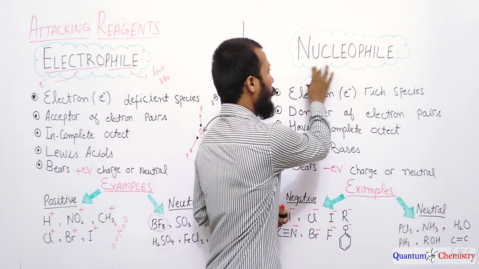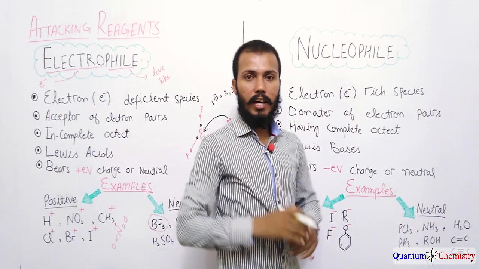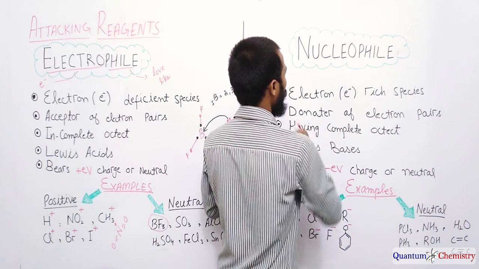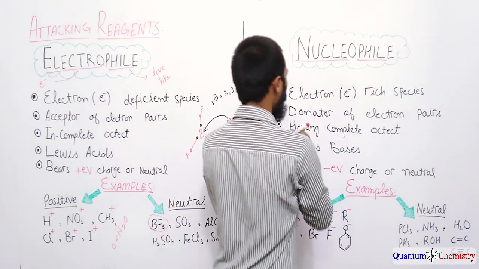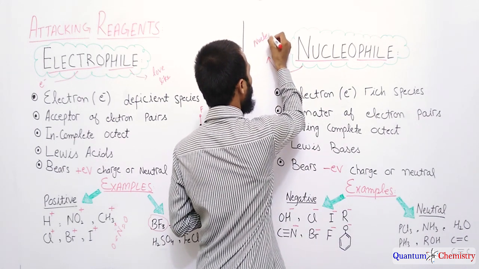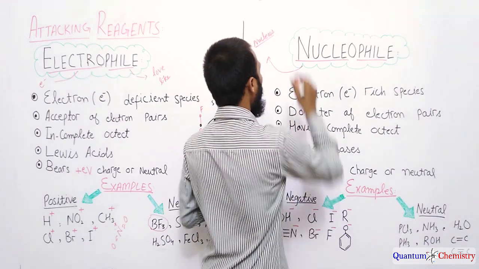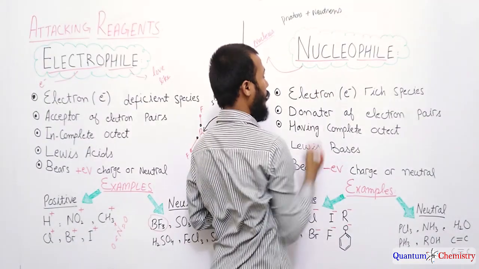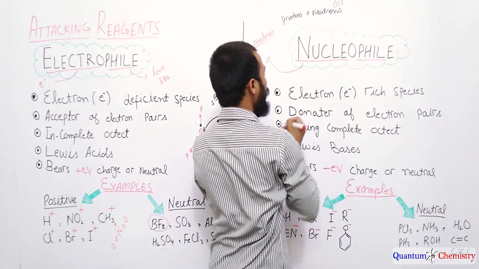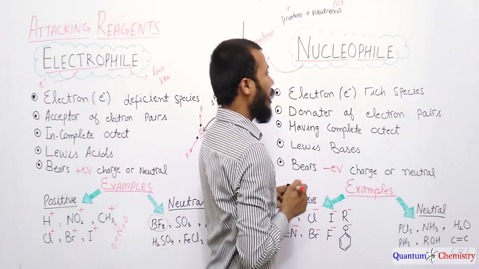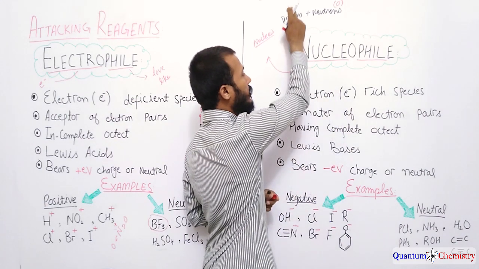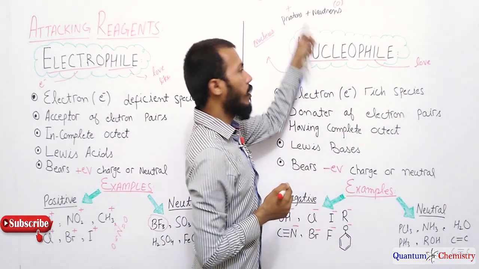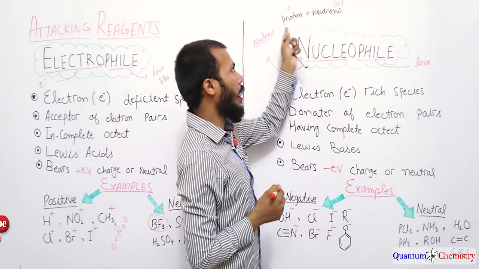What are nucleophiles? Nucleophiles have all those characteristics which are entirely opposite to electrophiles. The word nucleophile also consists of two words, nucleo and phile. Nucleo means nucleus. As we know, the nucleus of an atom has protons plus neutrons. Neutrons are neutral, meaning they have no charge, and protons have a positive charge. Overall the nucleus has a positive charge, therefore nucleo means positive charge. The word phile means love, so nucleophile means having love for positive charge.